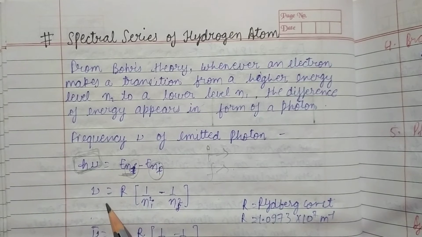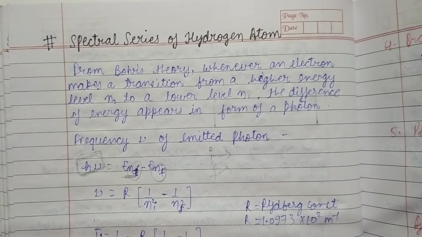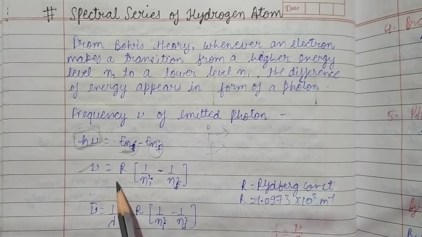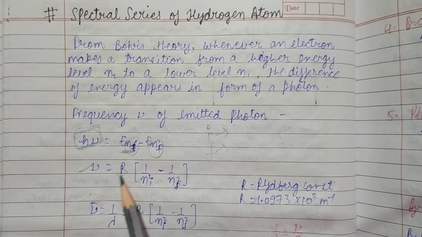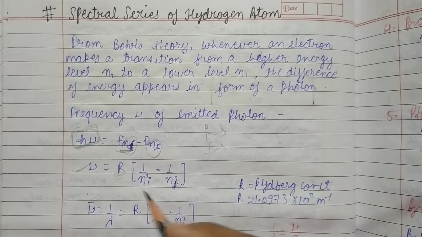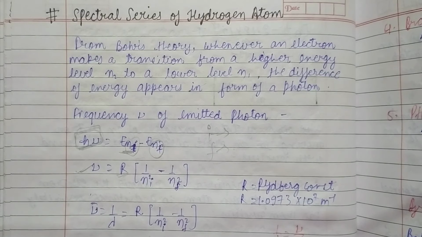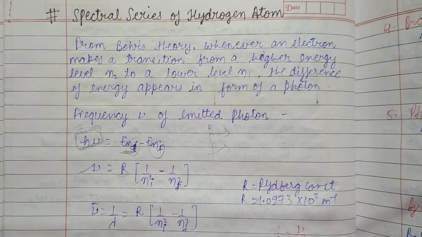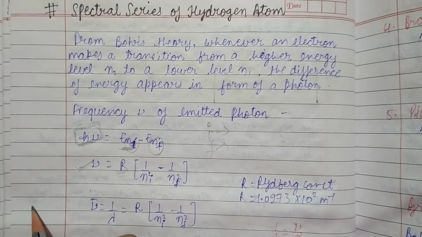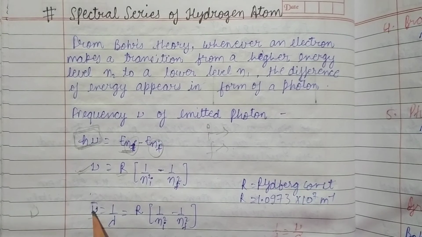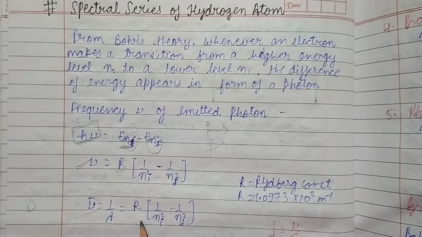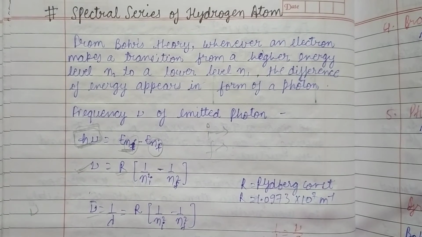Now we already know the formula of frequency from the previous discussions, that is nu equals R, the Rydberg constant, times the bracket 1 upon ni squared minus 1 upon nf squared, where ni is the initial level and nf is the final level. Now, if we talk about the wave number, that is equal to 1 upon lambda, so it becomes equal to this expression as we have discussed.